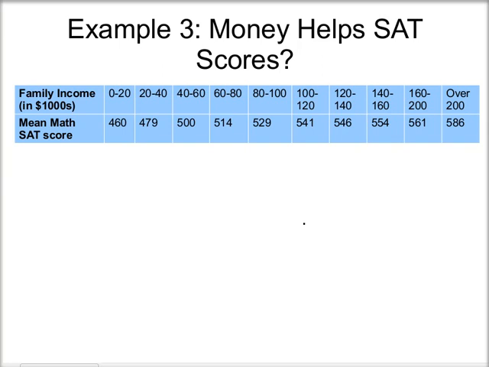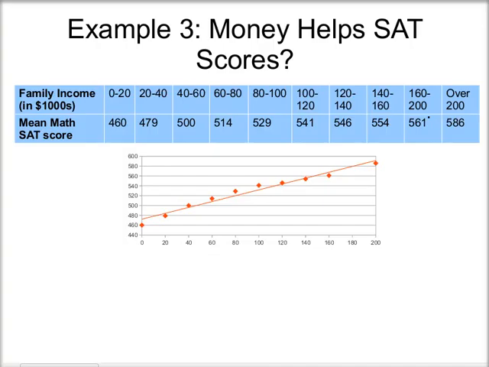So here I've got a chart that shows the family income of students who took the SAT, and then for each interval I've got the mean math SAT score of students whose family income falls in that interval. So for students whose family income is less than $20,000, their mean math score was 460. And you can see in my chart here that the score goes up as the income goes up.